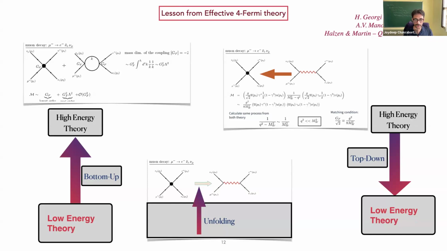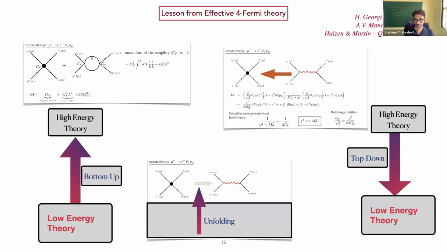And now the interesting part is the slight difference between the bottom-up and the top-down. When we talk about the bottom-up approach, we say G_F is a dimensionful coupling I'm throwing in. I have no clue about what this G_F is. The only clue I can get about the value of G_F is after performing the fitting of this cross-section with the experimental data, right?